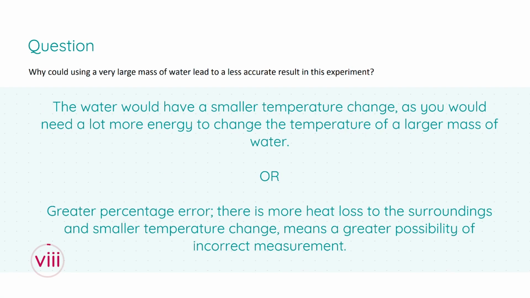And on to the final bit of our question, we are asked, why could using a very large mass of water lead to a less accurate result in this experiment? And you have 2 options here which are accepted in the marking schemes. I'm going to give you both. Well, the first one is that the water would have a smaller temperature change overall, as you would need a lot more energy to change the temperature of a larger mass of water, therefore leading to less accurate results, as we know. Or there's another option.